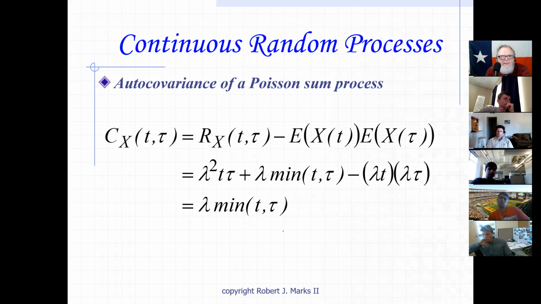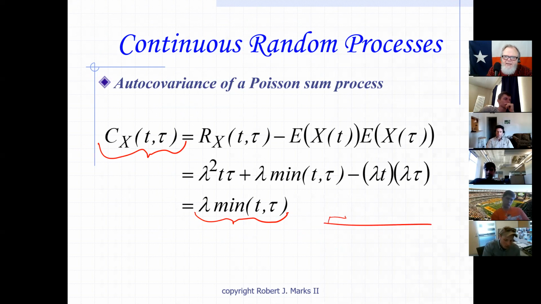And point out, this is interesting, the autocovariance of a Poisson process is equal to lambda times the minimum of t and tau. Do you remember when we had counting processes that we had this minimum here depending on which was larger, t and tau? So we have the same thing with a Poisson counting process.